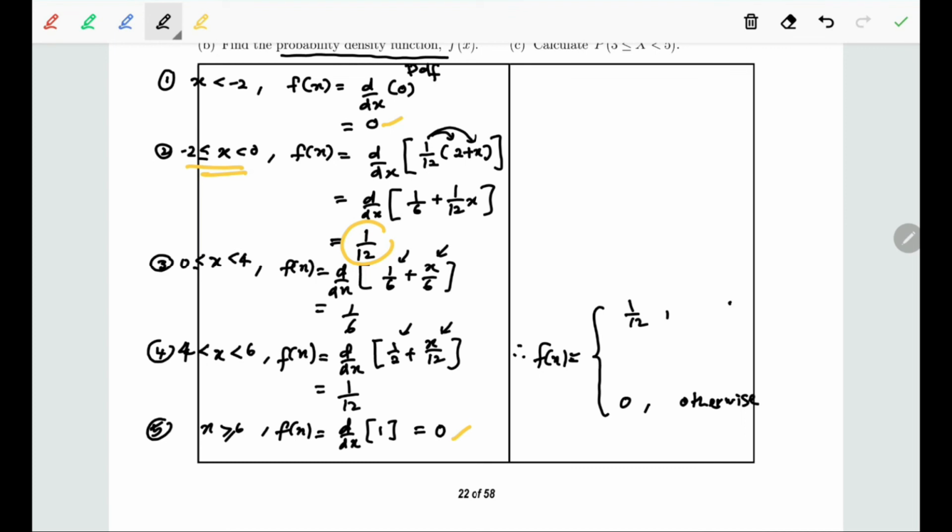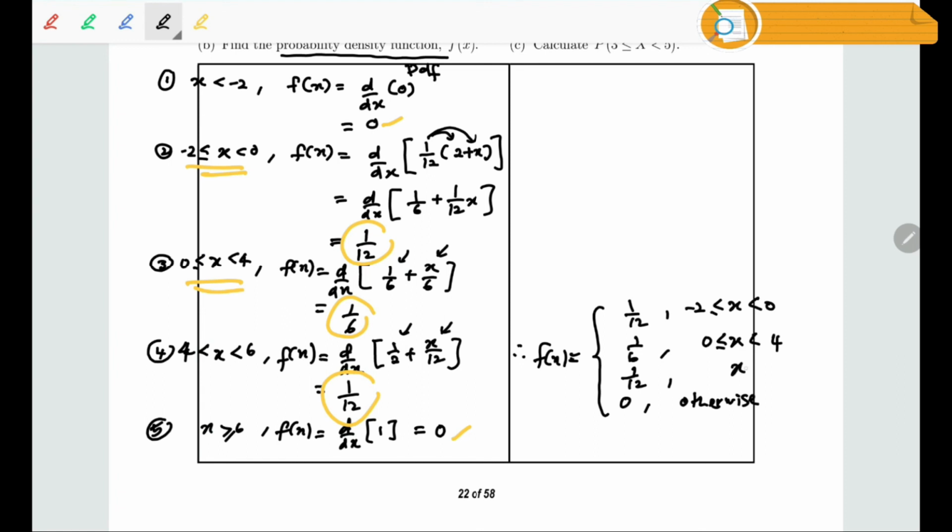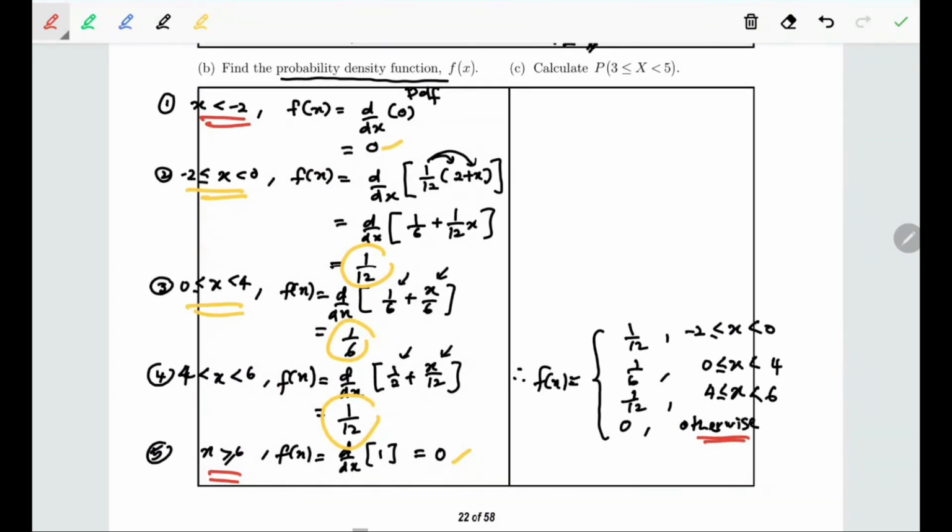1 over 12 for the interval x varies from negative 2 to 0. And then next we have 1 over 6 for this interval. Just copy down: 1 over 6 for x greater or equal than 0, less than 4. And lastly, also 1 over 12 for x greater or equal than 4, less than 6, and 0 for otherwise. 0 is the combination of these two intervals, so we're going to write it as otherwise. So that's the answer for part B.